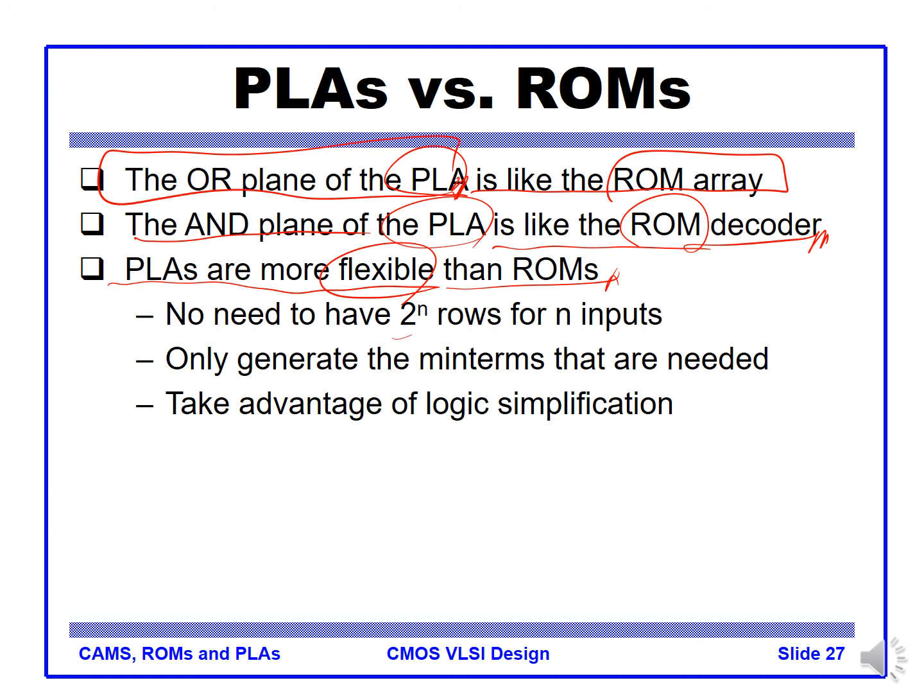The PLA has fewer rows for n inputs. PLA needs to just generate the minterms that are needed, right? The terms that we have to complete. And also we can use logic simplification to take advantage of it. So PLA can be designed more compactly compared to ROM.